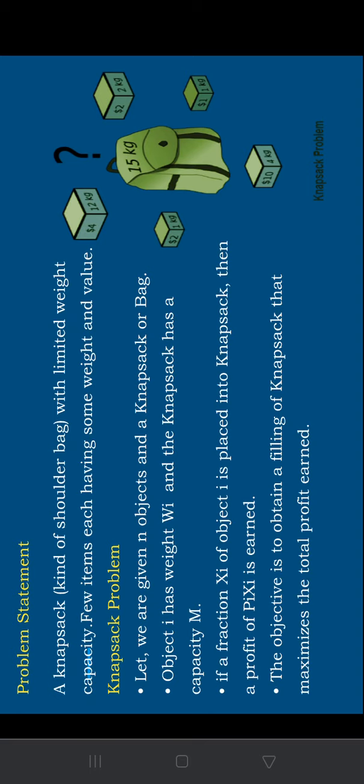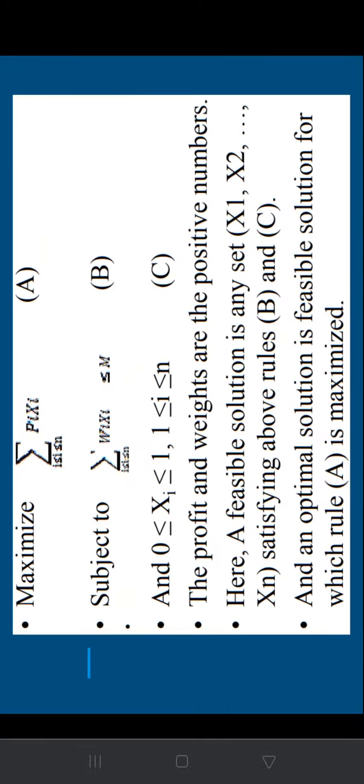Now this is the problem statement. As I told you, we have objects and fractions of objects xi, the capacity of the bag is capital M, the profit earned is pixi and the weight is wi into xi, and we have to maximize the profit, and the maximum capacity is also given. So we have to follow these constraints. Mathematically, how do we represent this problem? Maximize sigma pi xi, where xi into pi is the profit, that is equation A, subject to the constraint sigma wi xi less than or equal to m, meaning the total weight cannot exceed the capacity of the knapsack bag.